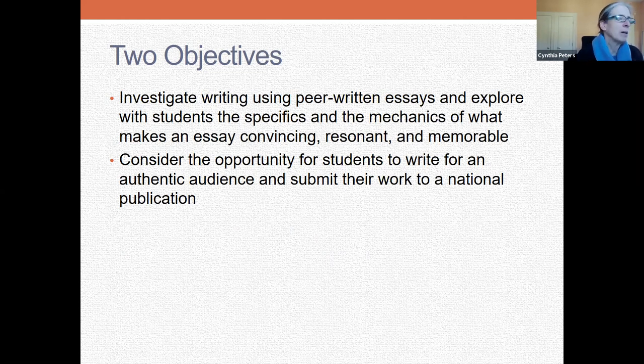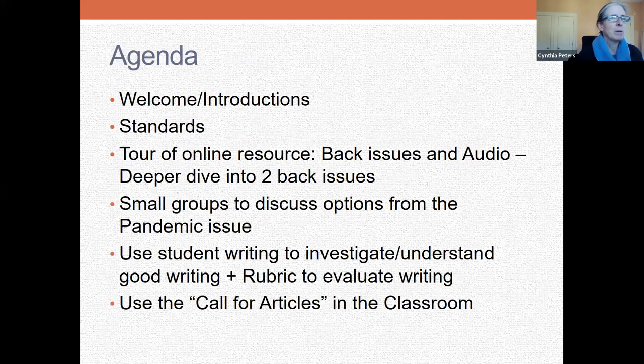And also I want to offer lots of supports for using the call for articles so that students can write for the Change Agent and submit their articles. I think it's a great way to help people see themselves as writers.